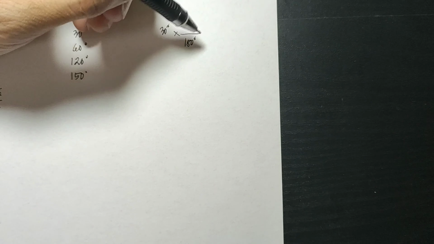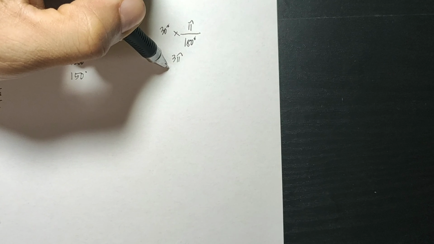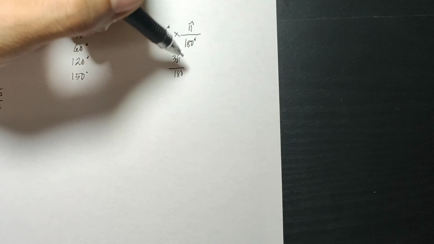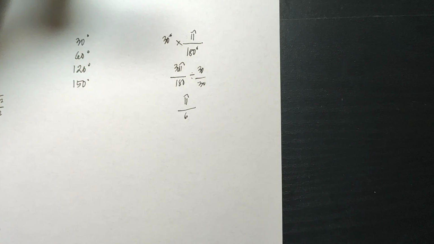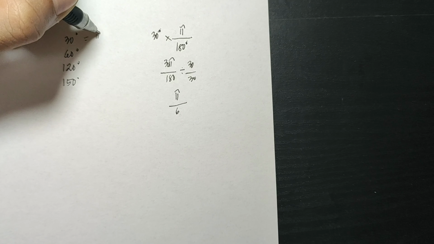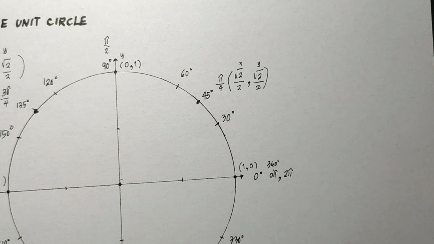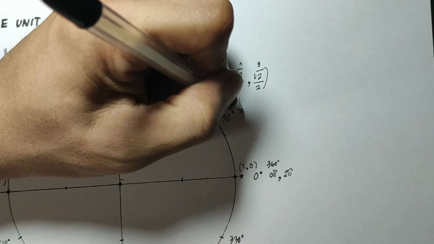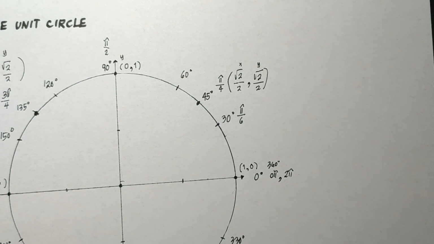So, makancel na yan, magiging 30 pi over 180. Then, reducing this to its lowest term by 30, that is 1 pi over 6. So, therefore, 30 degrees is equivalent to pi over 6. Okay, lagay na natin dito, no? So, this is pi over 6.